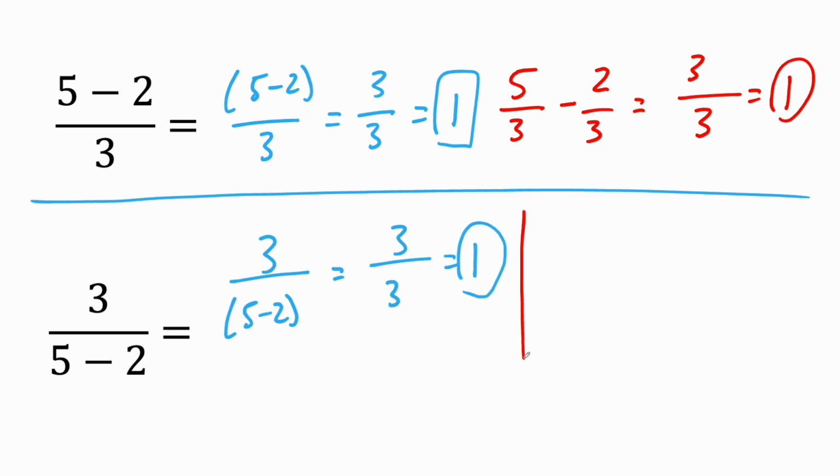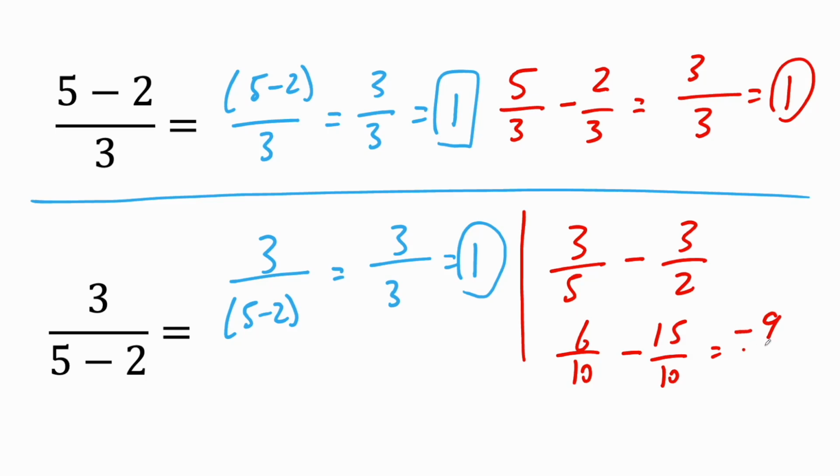Now let me do something that's not correct. 3 divided by 5 minus 3 divided by 2. Obviously this is not correct, because 3/5 minus 3/2 is definitely not going to give us 1. We can further show this if we get a common denominator. Times 2 times 2, so we get 6 divided by 10, minus, times 5 times 5, 15 divided by 10, which is negative 9 divided by 10.